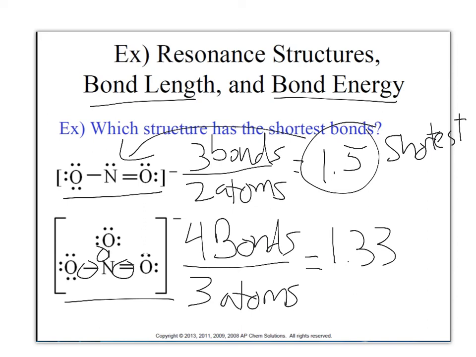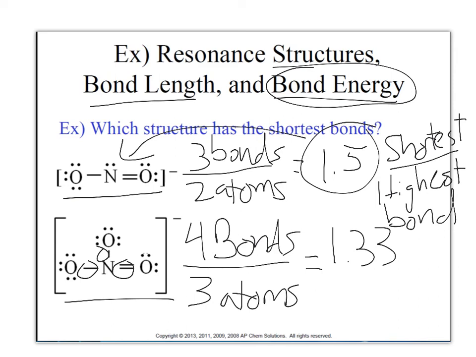What does this mean about bond energy? Remember, bond energy is the amount of energy it takes to break those bonds, right? So this one right here, since it has the shortest bond length, it's going to have the highest bond energy. That means it's going to take more to break those atoms apart, right? Now nitrate down here at the bottom would have longer bonds and a lower bond energy.